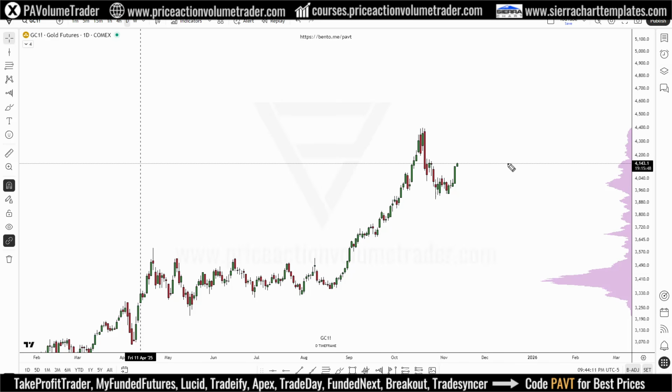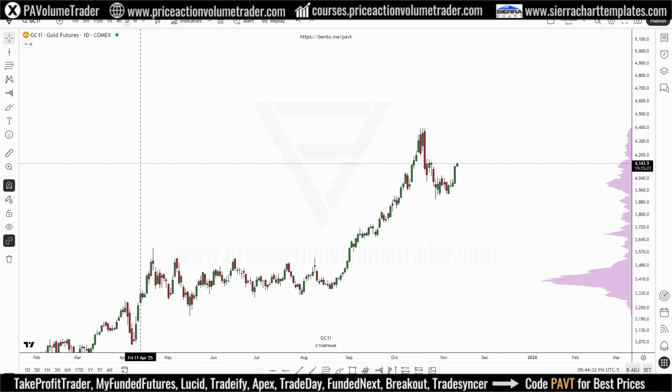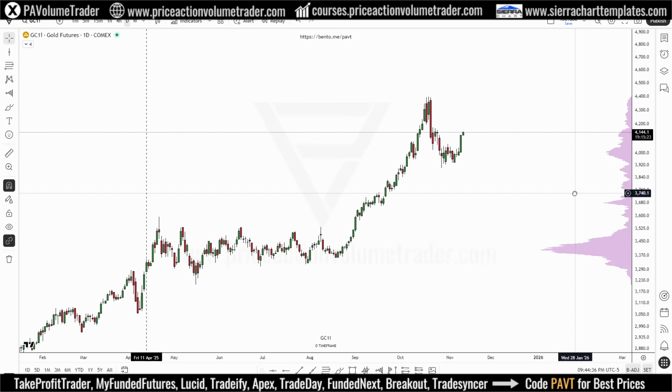If gold did something like this, if we broke above and started trading here, then I would probably move the profile forward, and I would just start the profile from this point forward, for example. Okay, but for now, we are not there yet. So I think for me, this is a pretty good area to cover.